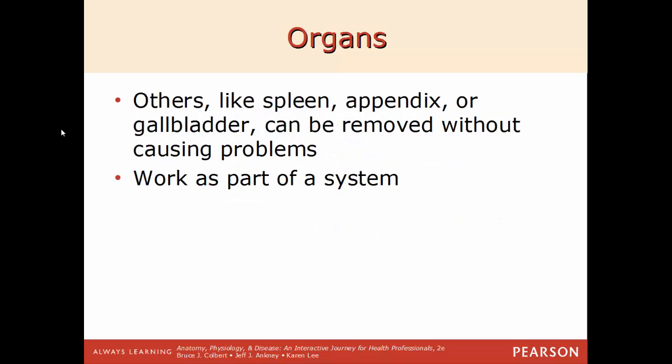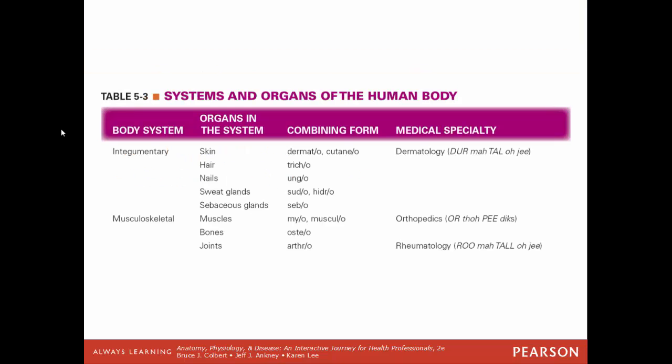Now, other organs can be removed and not be that big a deal. You can live without your appendix. You can live without your spleen or your gallbladder. Because they are organs, yes, but they are a part of a larger system. So other parts of that system take over what that organ's role was. So that's why you can lose an appendix or gallbladder or a spleen and not be that big of a deal. Here's a table of some systems and some organs in the human body.